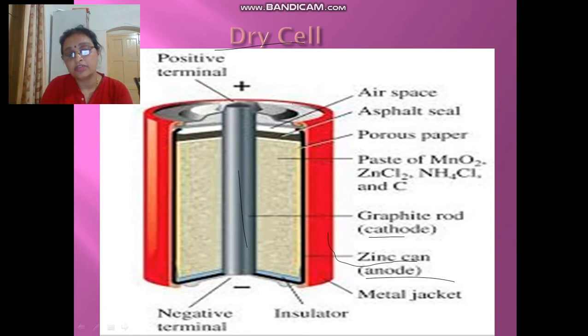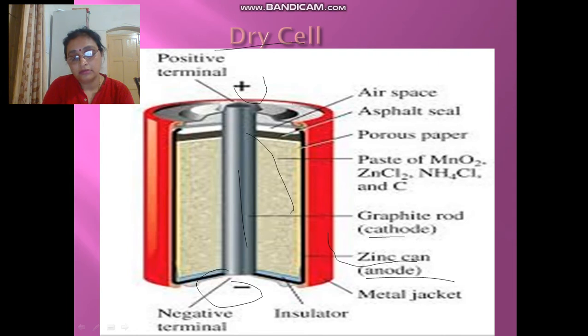So these are the two terminals, anode and cathode. The cathode is the positive terminal and the anode is the negative. Okay, these are the two terminals. The carbon is surrounded by MnO2 and carbon, and this is the space in between.